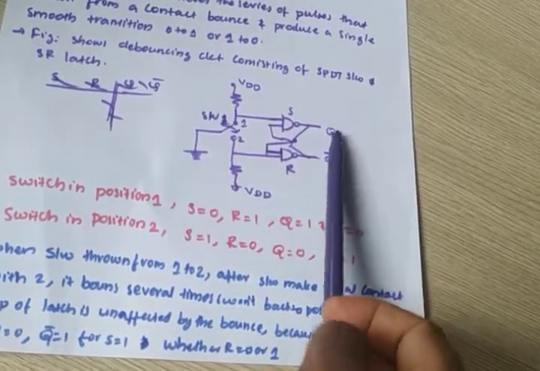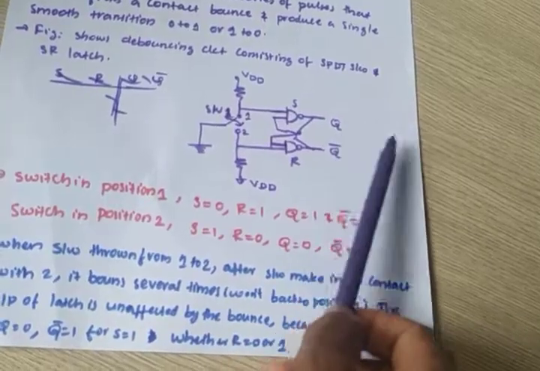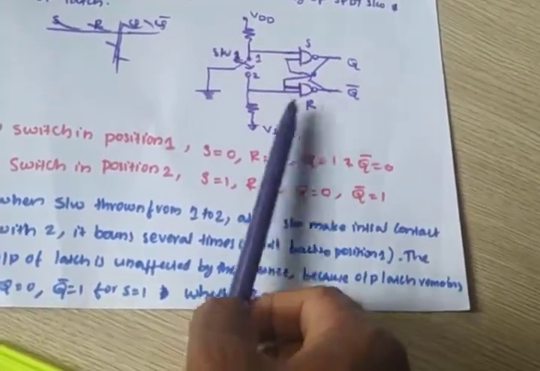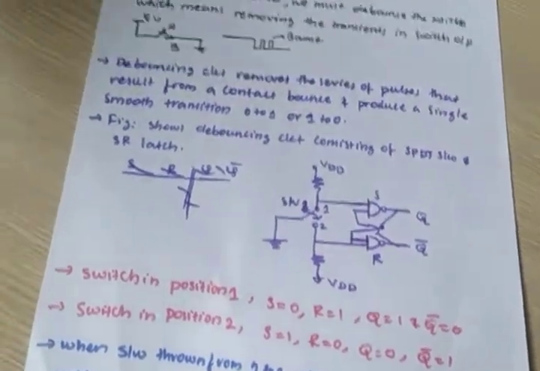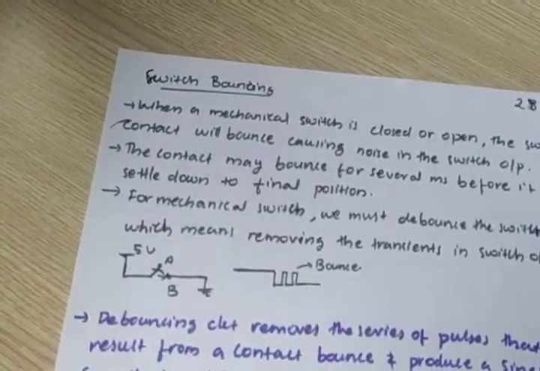S is 1, so Q is 0, Q bar is 1, and it is not affected irrespective of the R value. This is about bouncing, switch bouncing.